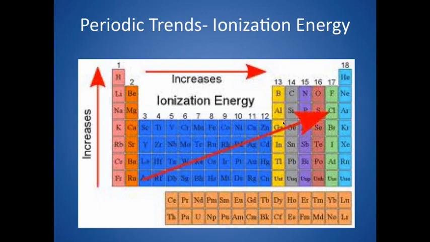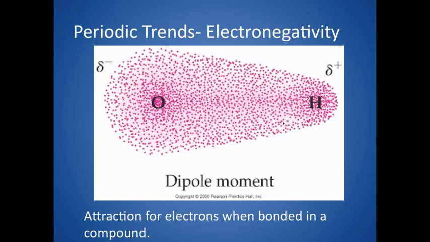The final trend that we'll be looking at is electronegativity. Now, electronegativity is very similar to ionization energy because it's talking about the attraction of electrons to a nucleus, I should say, but it's comparing the two when they're in a compound.